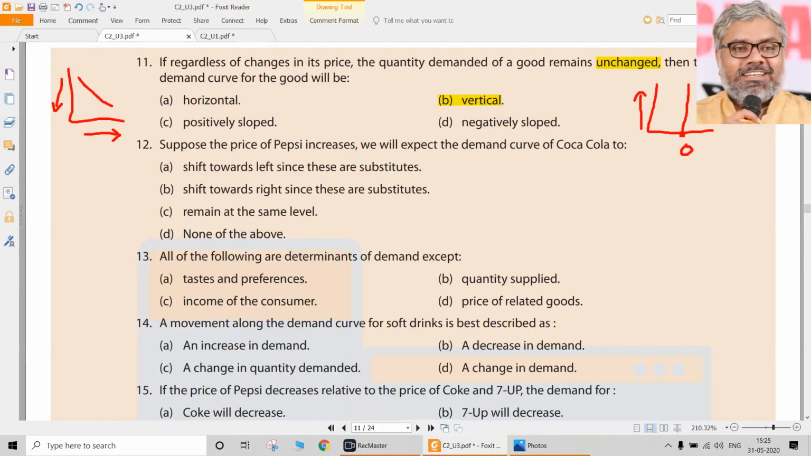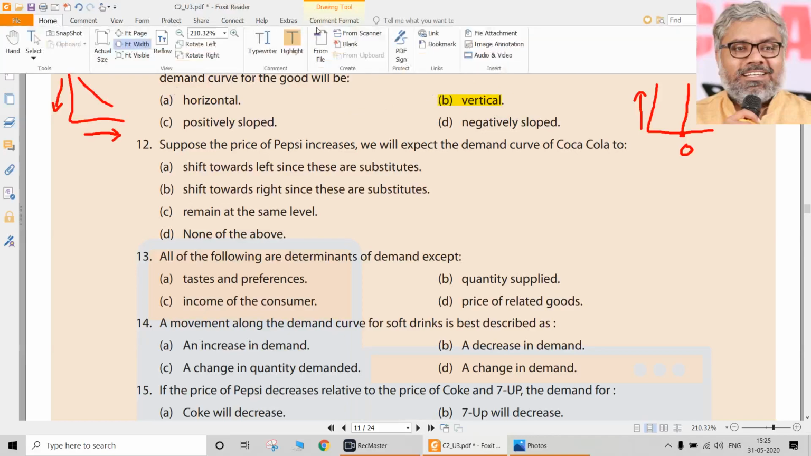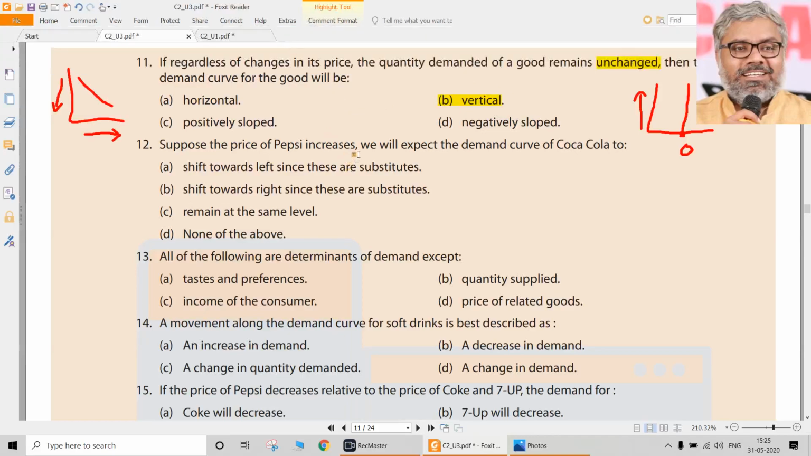All these things we discussed. You need to be thorough with them, not just generally listen to them and forget. You need to be reading them, remembering them, and you should be thorough with these concepts. When elasticity is 0, the demand curve is vertical, or you can say parallel to the y-axis. That's it. Under normal circumstances, the demand curve is negatively sloped, but that is not what is asked. According to this question, in that situation, what is the answer? That we should put. That is B. That is, vertical is the answer for question number 11.